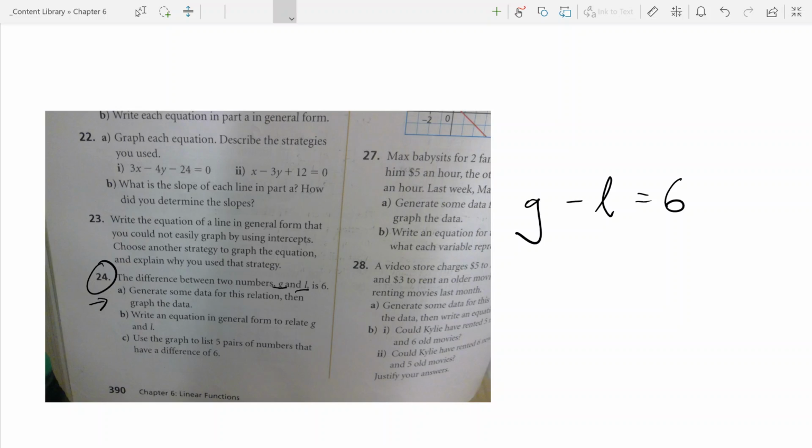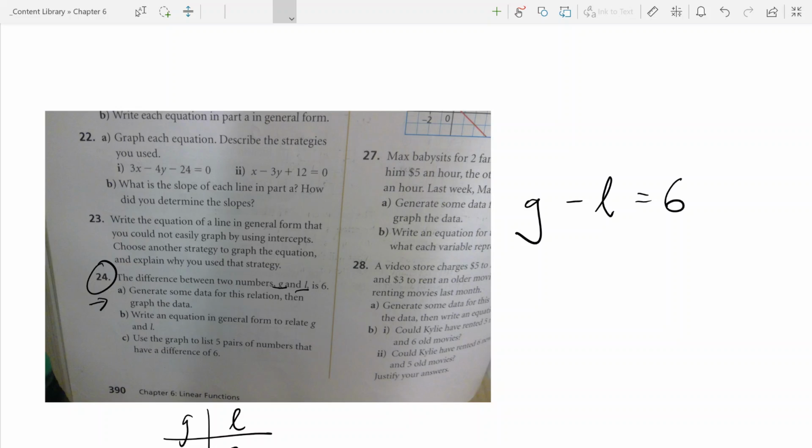The first question said to generate some data. So I could say, okay, we have G and L. I know the difference is 6. If G was 1, this could be 7. If it was 2, this could be 8. Let's think of it the other way, sorry. If this was 8, the difference is 6, so this would be 2. If this was 7, this would be 5. It would be 1. That kind of idea.